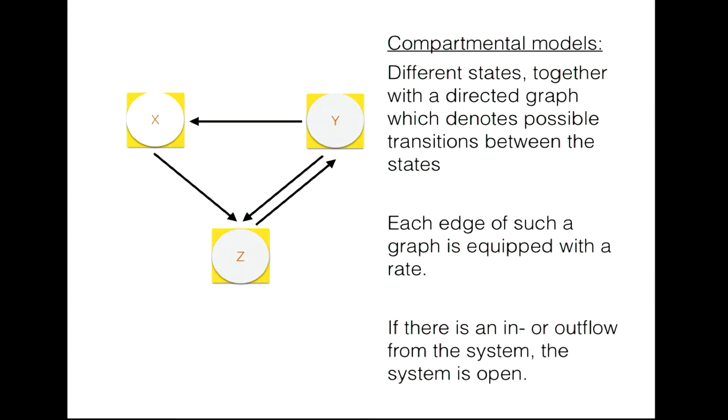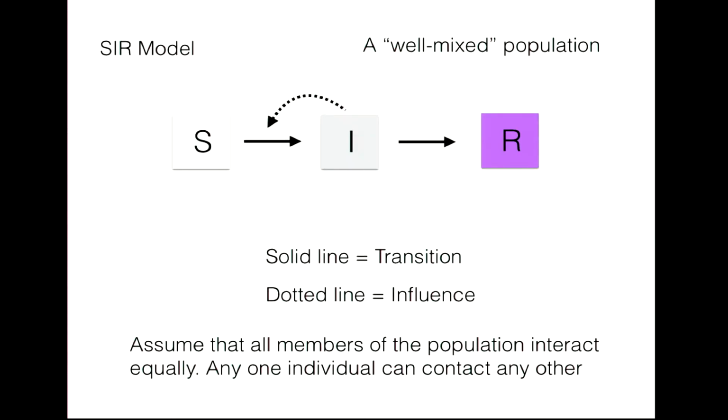There could be rates at which you move from here to here or from here to here. And if there's an additional inflow or outflow from this particular system, then the system is considered to be open, otherwise it's said to be closed.